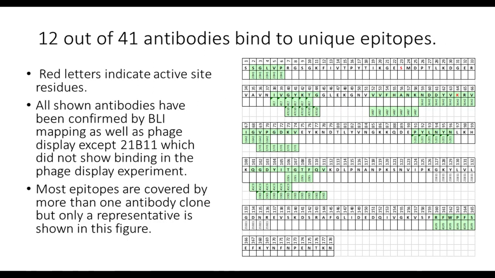If we now combine the two analysis methods in order to confirm the phage display results with the ForteBio octet, we found from 41 antibodies, 12 have unique epitopes. And this was extremely helpful for the subsequent high throughput screening campaign, because rather than testing 41 antibodies, we're down to 12.